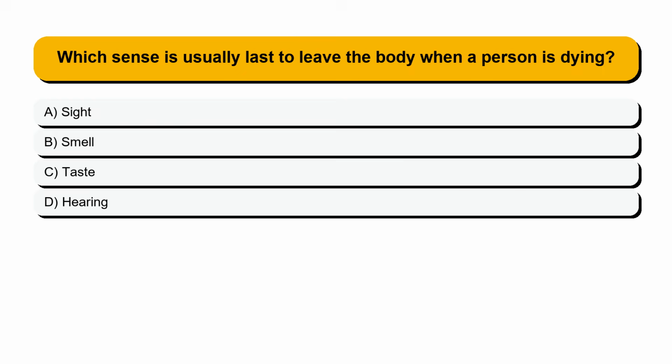Question 68. Which senses usually last to leave the body when a person is dying? Option A, sight. Option B, smell. Option C, taste. Option D, hearing.